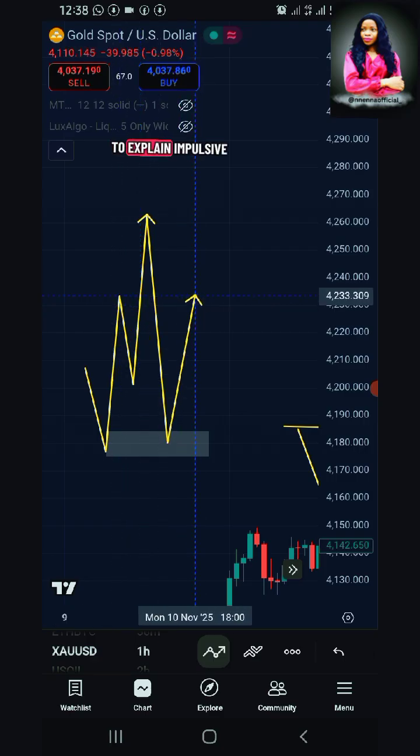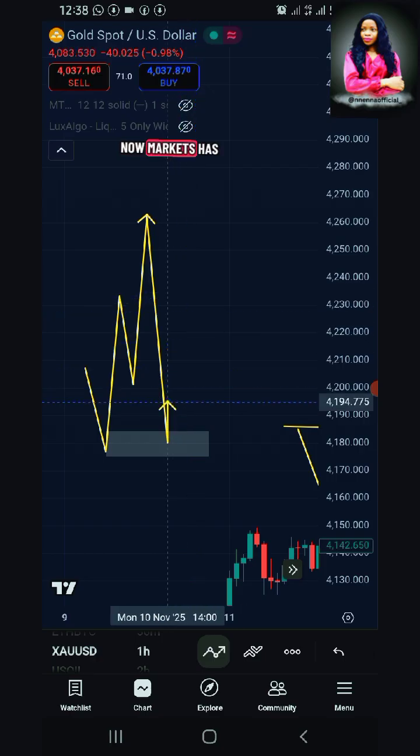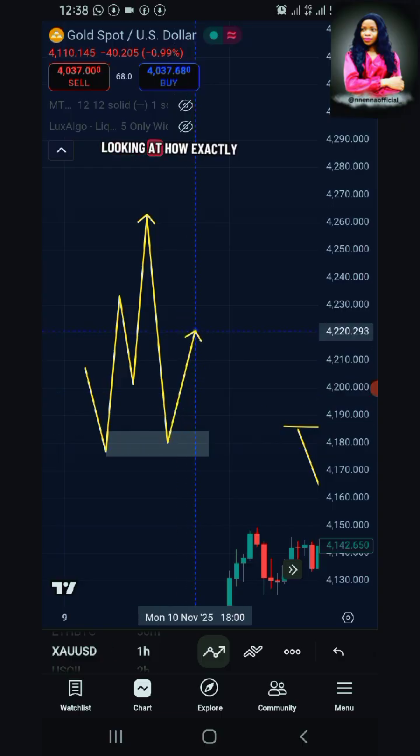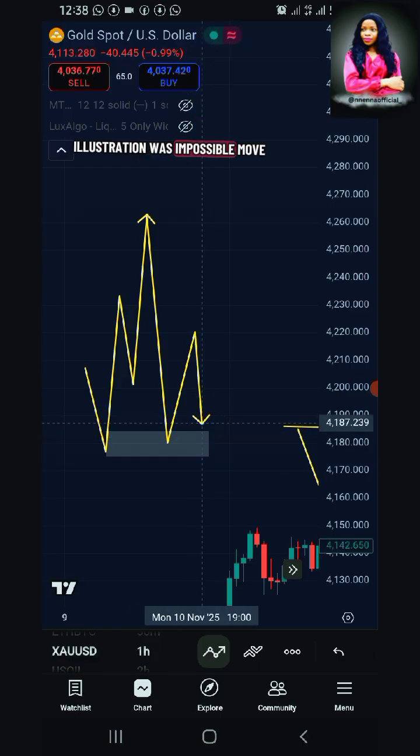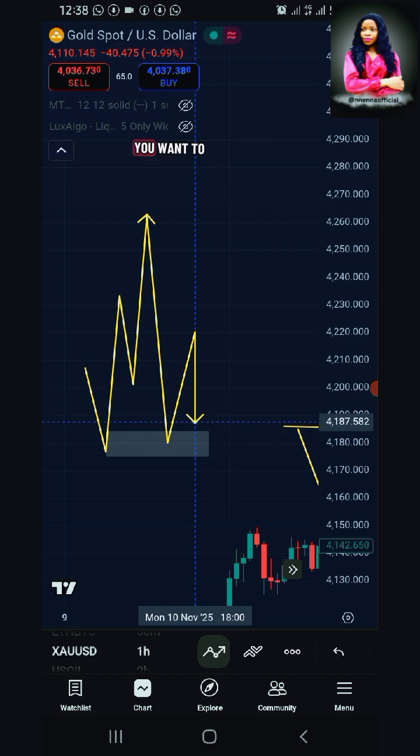Now, I want to explain an impulsive move and a move that is not impulsive. Now, the market has tagged us in. Now, we are looking at how exactly the market failed here. Is it impulsive or is it not impulsive? Now, the first illustration was an impulsive move. Now, the second illustration, you want to show how it is not impulsive.